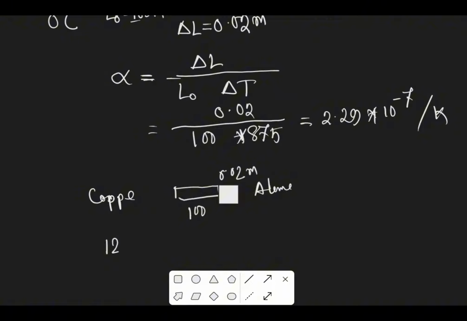And for copper the temperature rise was 12 degrees Celsius, and for aluminum it was 875 degrees Celsius. So what we can comment at last is that copper expands to a much greater degree than aluminum, hence aluminum needs a much higher temperature rise, right? So this is the comment, the explanation for this question.